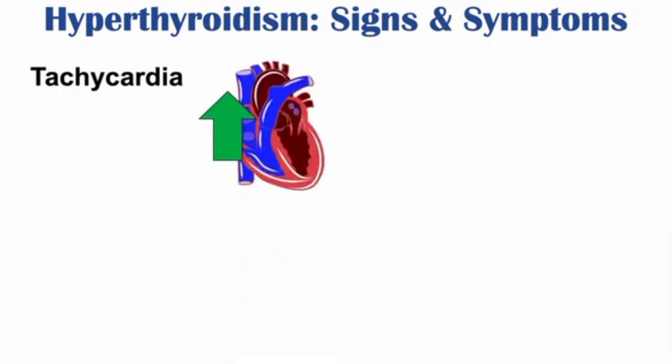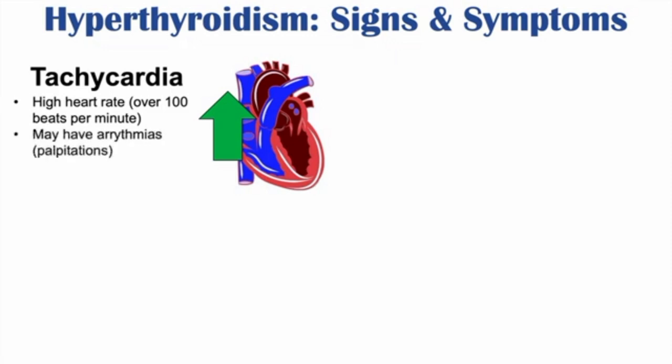Tachycardia. So tachycardia is increased heart rate. So it's a high heart rate, and tachycardia more specifically means a heart rate over 100 beats per minute. Because of this increased heart rate, there may be arrhythmias. So there may be palpitations. The patient may feel that their heart skips or has an altered beat. And this ultimately can lead to atrial fibrillation.